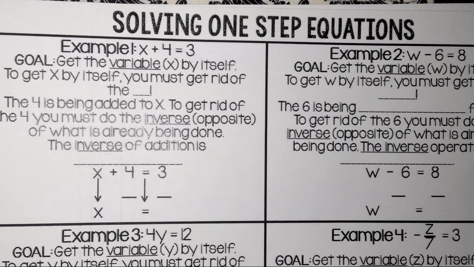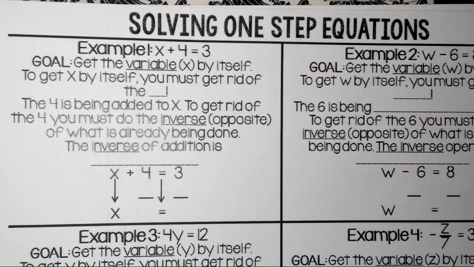And I know a lot of these you can look at and mentally know the answer, but you've got to show every step. And the reason is, eventually you're going to get to the point where you're solving 3- and 4-step equations, and you've got to be able to show your steps on those. So if you can't do it on one step, then you're not going to be able to do it when you get to 3- and 4-step, okay?